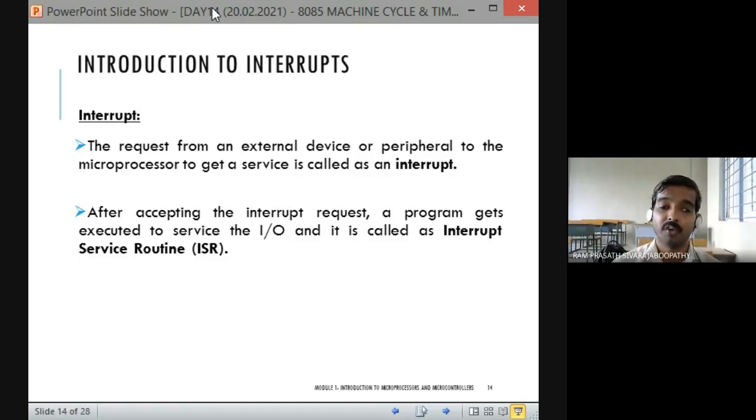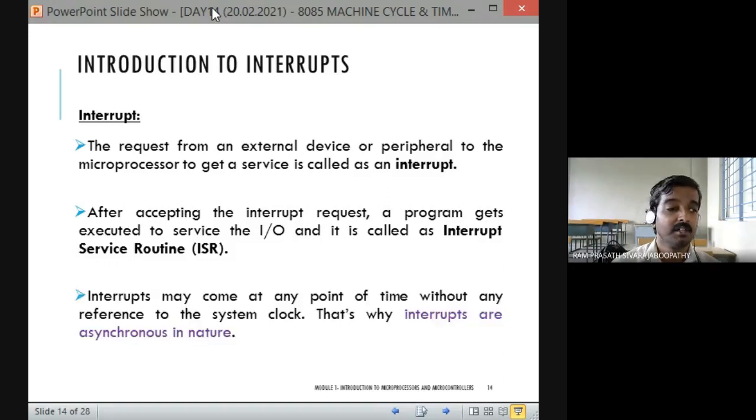Fine. Where must this program be located in the memory? That's very, very important. Okay. So interrupt may come at any point of time without any reference to the system clock. A request can come at any time. Clear? Interrupt is asynchronous in nature. What does that mean? At any point of time, the sensor may get activated. The processor does not know at what time a person will come in. Fine. It is not with respect to any signal. That's why it is asynchronous.